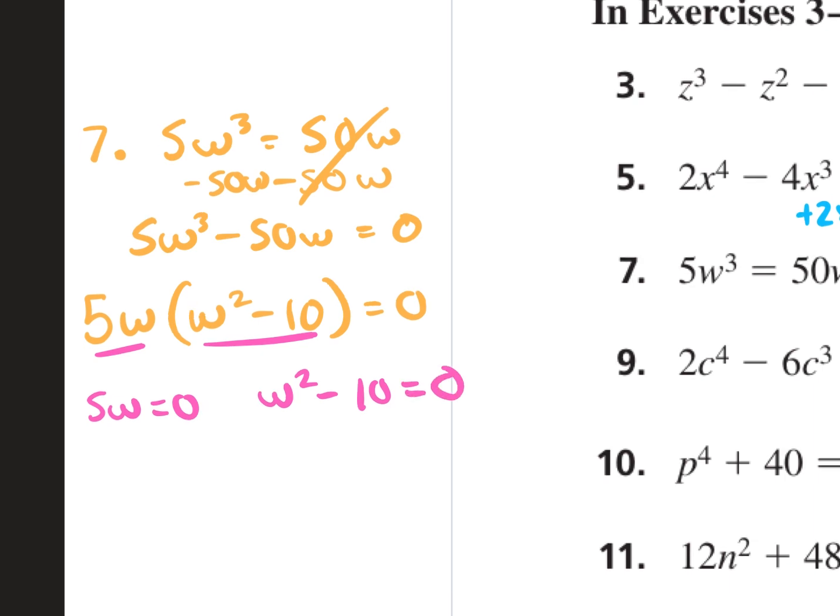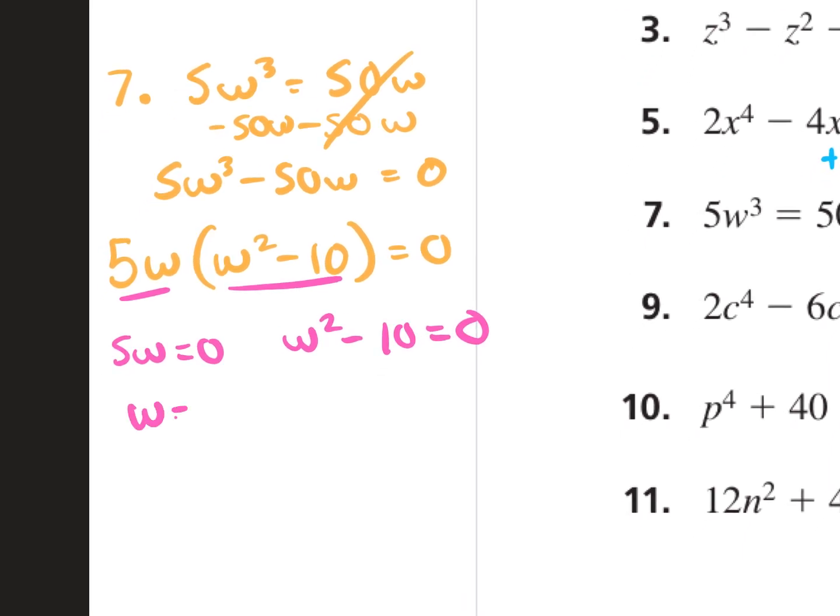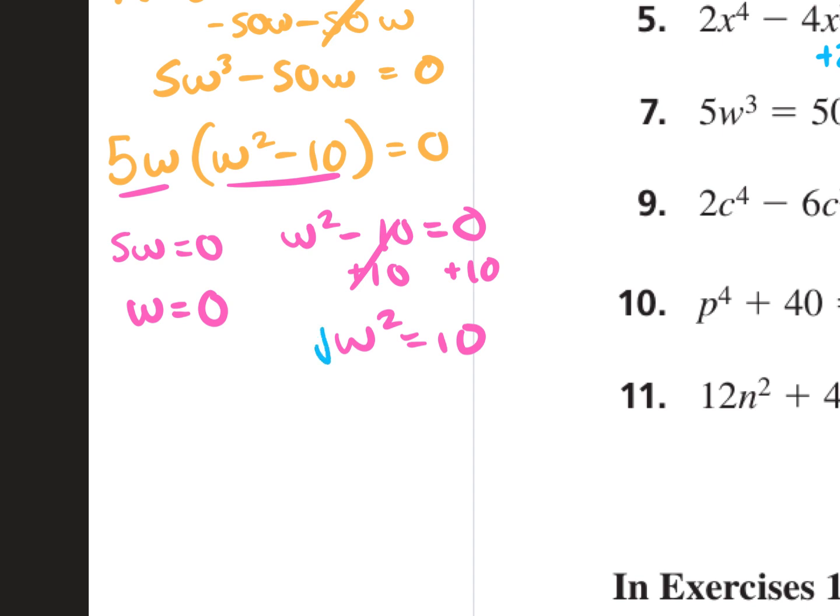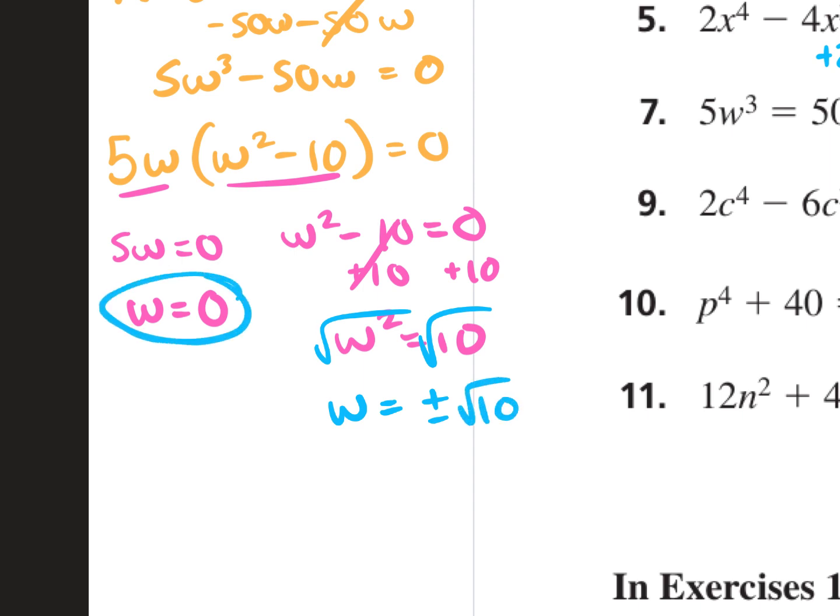So in the first one, what would w equal? 0. And then how would I solve for w in the second one? Add 10. So w squared is equal to 10. What should I do next? Square root both sides. So what would w equal? Plus or minus square root 10. Perfect. So these would be our answers.